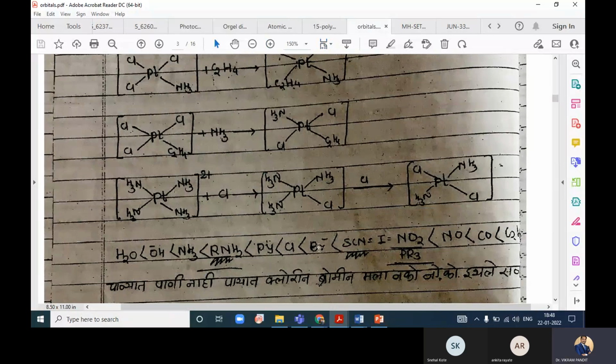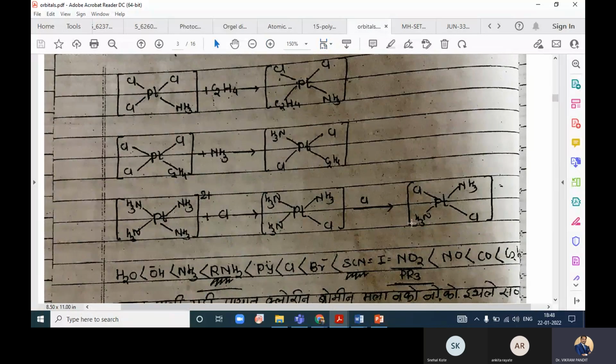So if you know this series, it will be very easy to predict the product. I think this question has already been asked somewhere in the NET exam. See, you have to add chlorine in one stage, and in the second stage also you have to add chlorine. All these four are the same, NH3, NH3, NH3. So chlorine will replace one of the NH3, no problem, you can replace any one. So let us consider I am replacing this NH3.